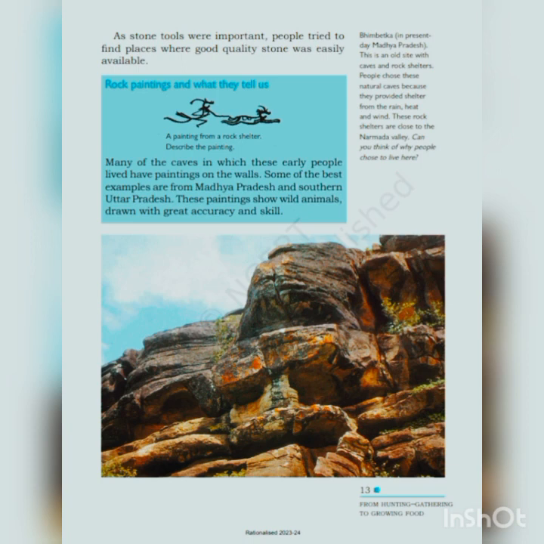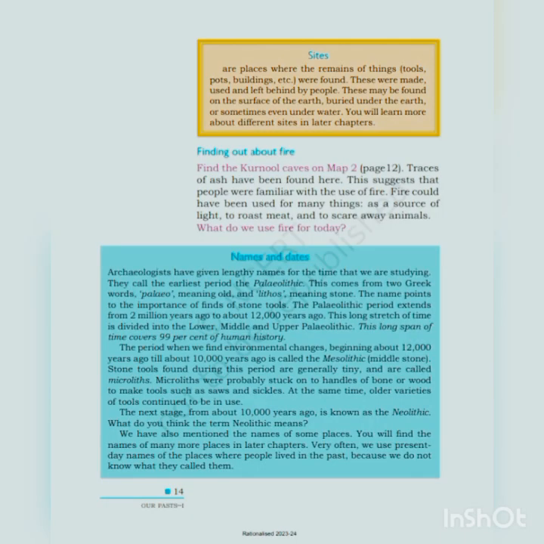Now the question that arises over here is, what are sites? Sites are the places made, used and left behind by the people, as these can be found on the surface of the earth, buried under the earth also, or sometimes even underwater. So sites are the places where the remains of things were found, like tools, pots and buildings, by the archaeologists.